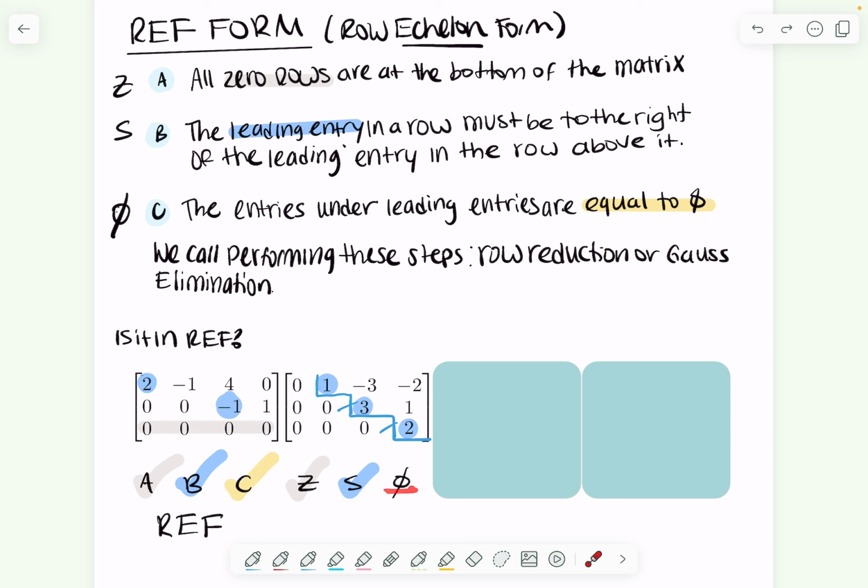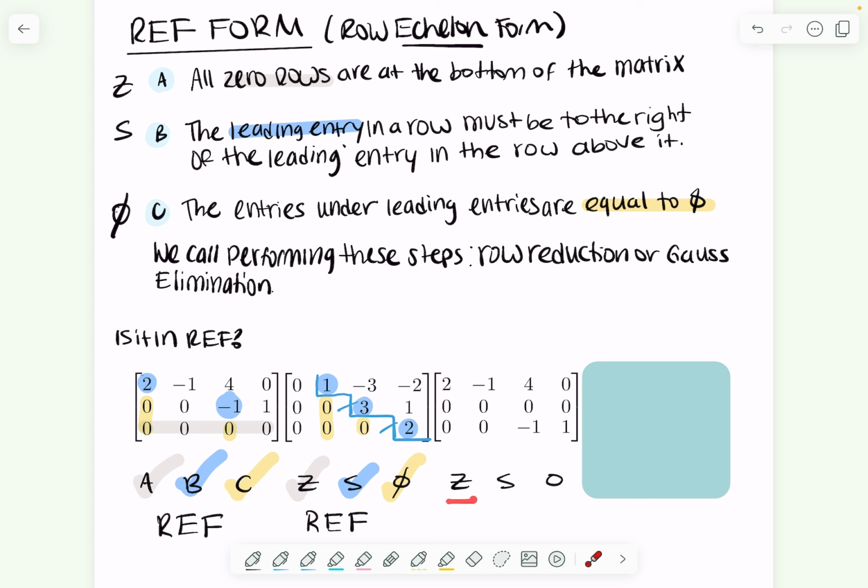All entries under the leading entries have to be 0. Are they? Yes. This is a leading entry. Are all of the entries below it 0? Yes. This is a leading entry. Are all of the entries below it 0? Yes. This is a leading entry. There are no entries below it, so it's not applicable. So this does pass this third condition, and therefore this matrix is in row echelon form. Let me highlight the zeros here too.